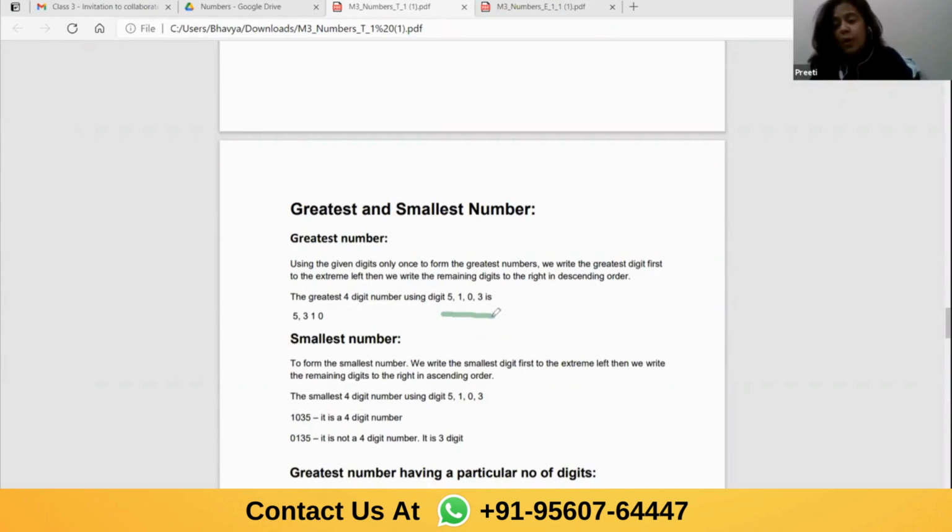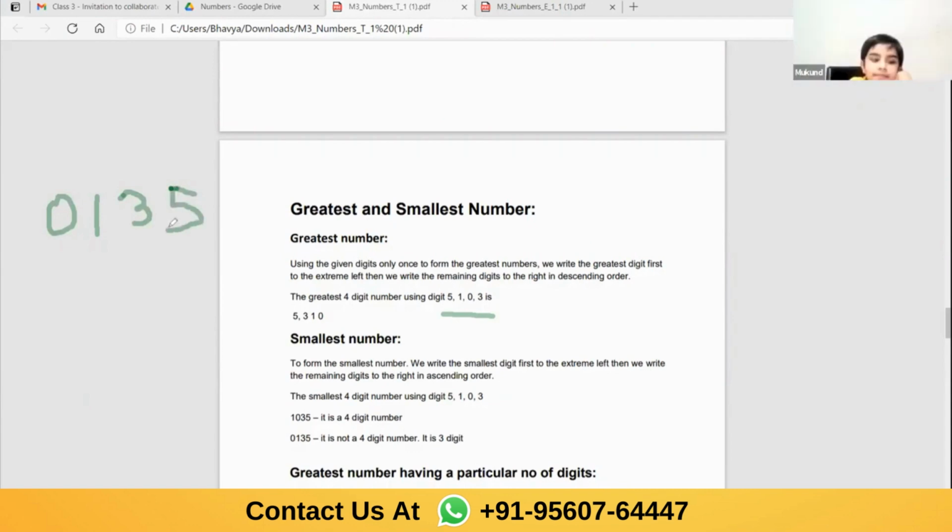But when I say make the smallest 4-digit number using this, what will you do? If you arrange them in ascending order, it is 0, then 1, then 3, and then 5. Right? But am I getting a 4-digit number by writing this? Ma'am, no, this is a 3-digit number. It's a 3-digit number. So 0 has no value. So I will have to interchange the place of these numbers so that the number remains smaller only. It doesn't become a big number.